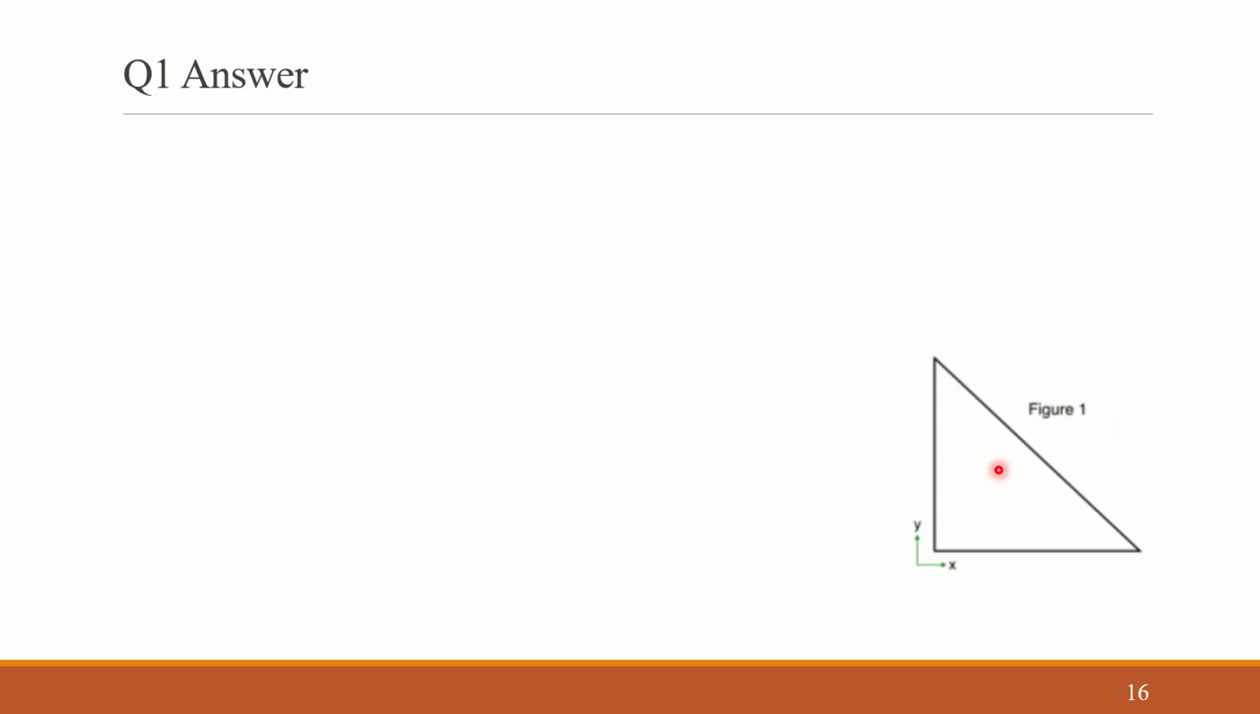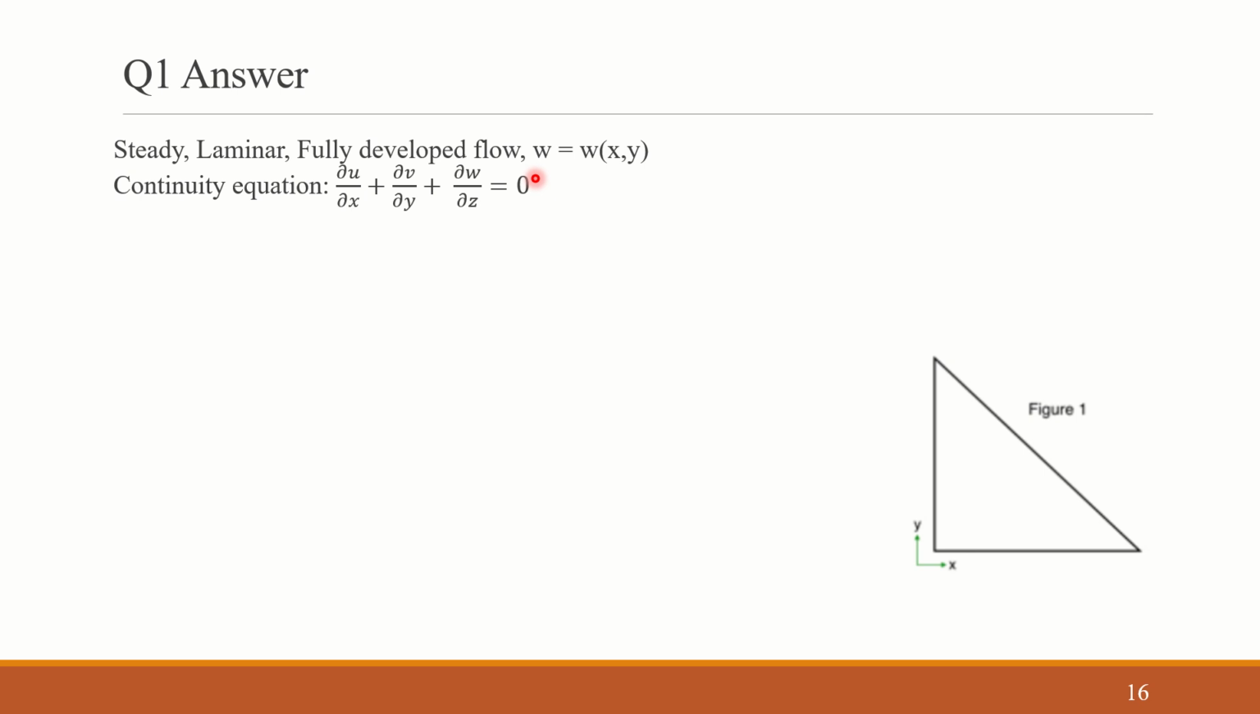So this is flow through triangular duct, and it is in the xy plane, so flow is in the z direction. So steady laminar fully developed flow through the triangular duct, and since it is in the xy plane, flow is in the z direction. So therefore w component velocity remains, w is a function of x and y. So continuity equation, it is dou u by dou x plus dou v by dou y plus dou w by dou z equal to 0.